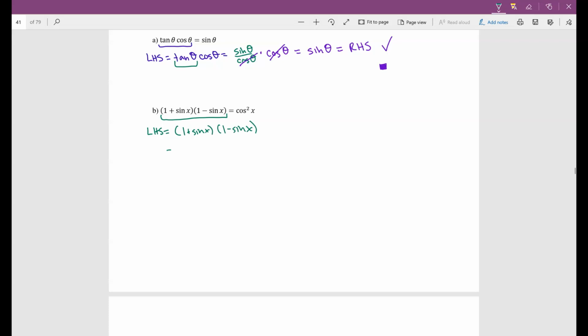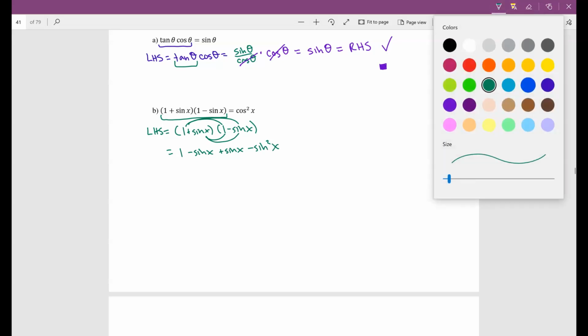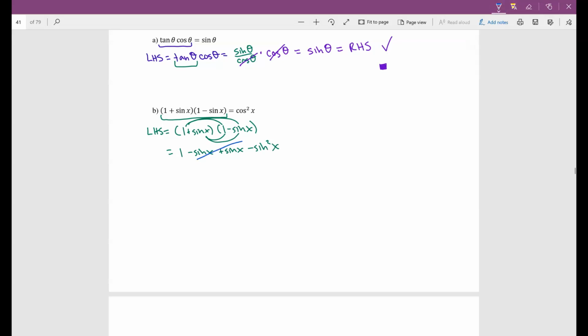Clearly, something we can do here is FOIL everything out. The first terms give 1. Then the outer terms give minus sine x. The inner terms give positive sine x. And the last terms give negative sine squared x. Now notice that the middle terms go away, leaving 1 minus sine squared x. Now what is 1 minus sine squared x equal to?